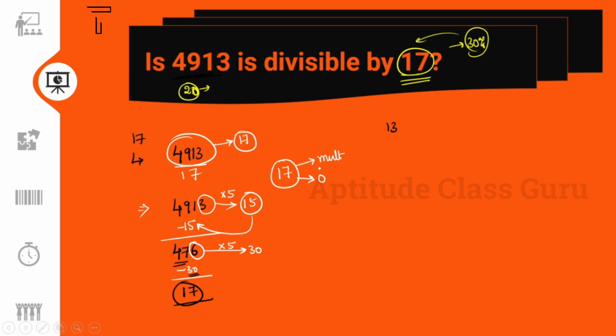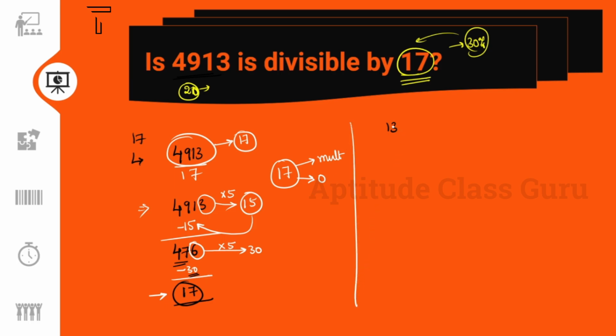So the 17 divisibility rule is: discard the unit digit, take 5 times it, and subtract it from the remaining number. The process is repeated until you get either 0 or a multiple of 17. So this is one process.